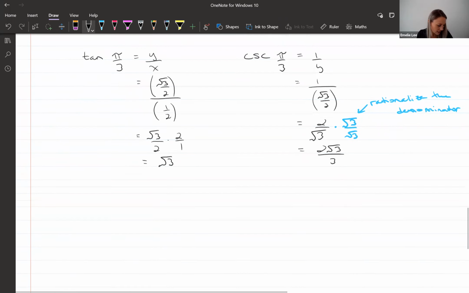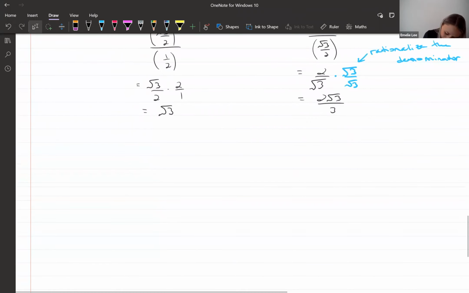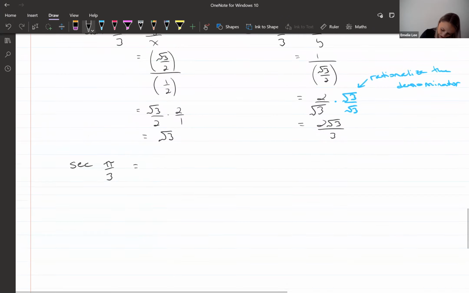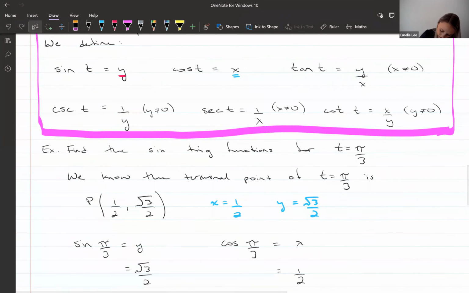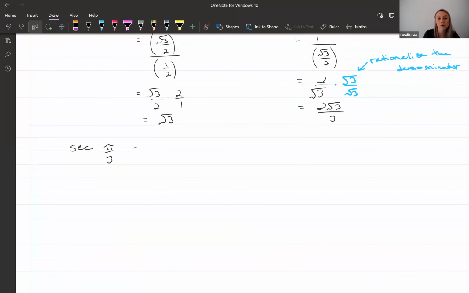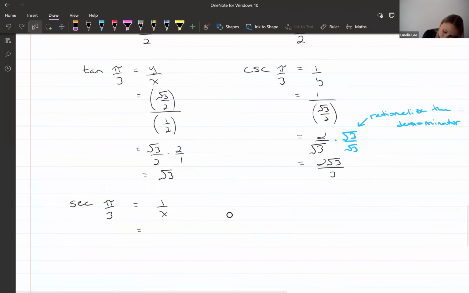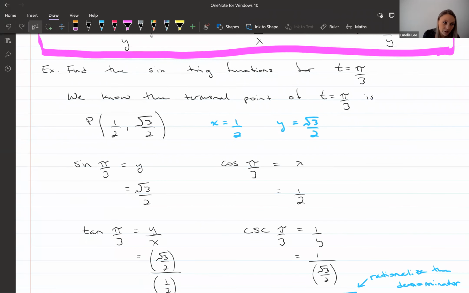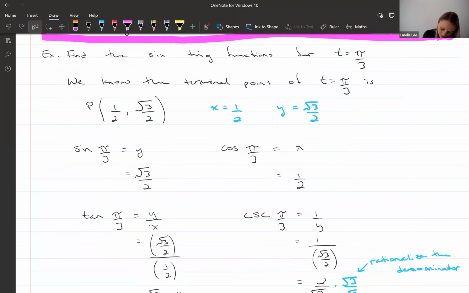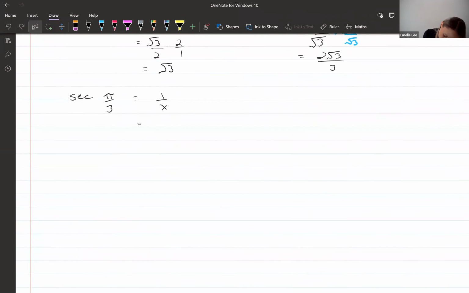So that's cosecant. Next one I'm going to do is the secant of pi over 3, which is going to be 1 over x, as long as x is not equal to 0. We've already checked that, so that's good. 1 over x is 1 over 1/2. Fraction over a fraction, right? I flip and multiply. That just puts me at 2 over 1, which is 2.